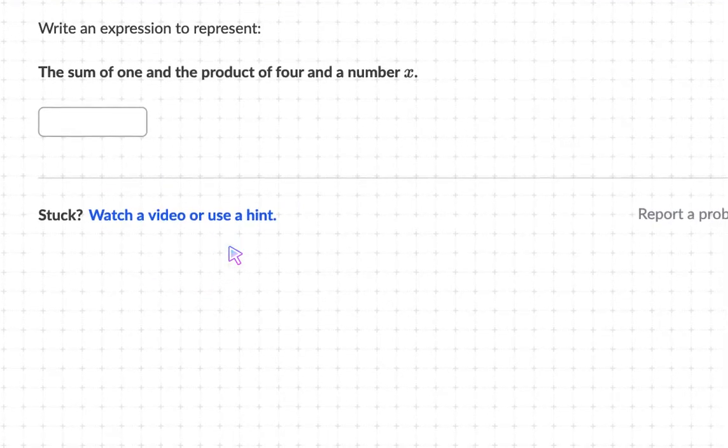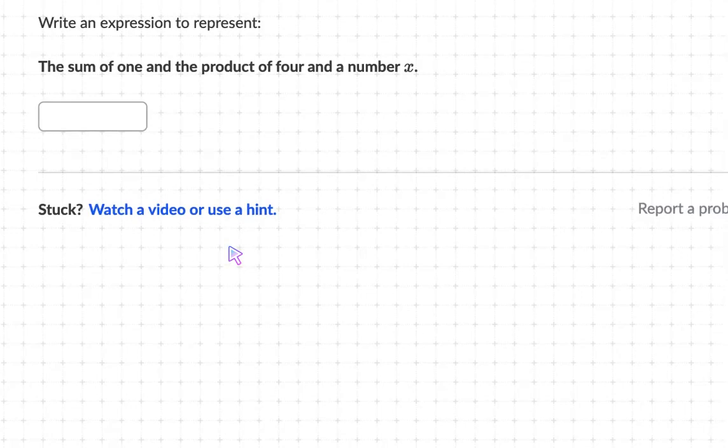Write an expression to represent the sum of 1 and the product of 4 and a number x. All right, again, I'm underlining my key phrases, sum and product. Sum tells me to add, product tells me multiply. I'm going to circle my numbers, 1, 4, and x. Okay, now I'm going to try and translate it. The sum, so that means two numbers are being added together, of 1, so 1 and the product of 4 and x.